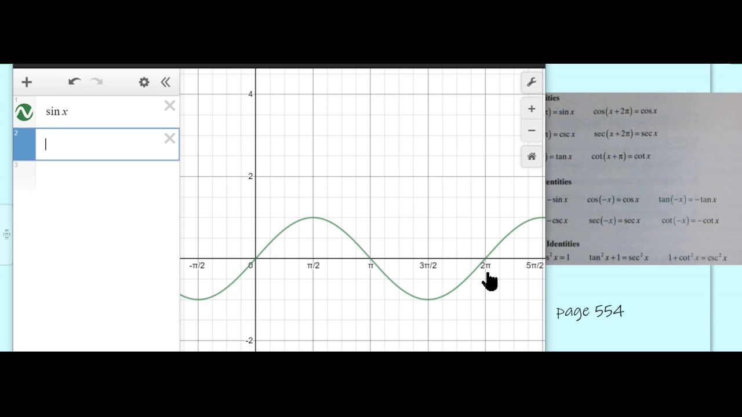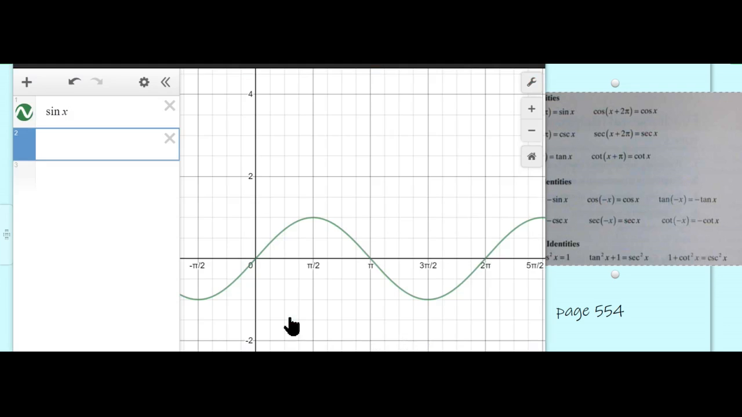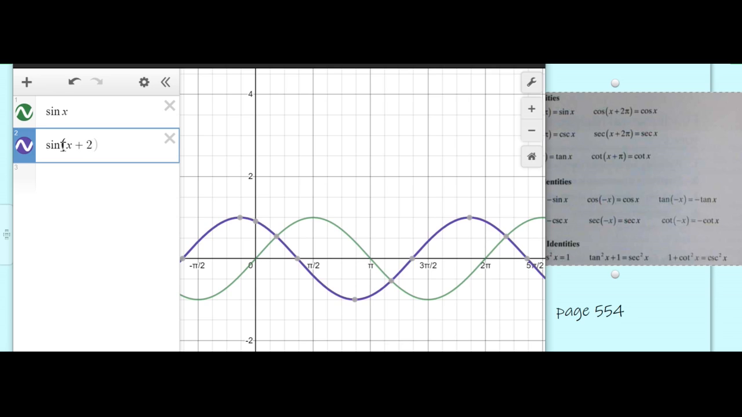Well, what does that mean? It means that at 2 pi, it starts over again with the exact same pattern. So this period identity means that if I also graph sine of x plus 2 pi, then I've just started my graph right here at 2 pi. But it still goes backwards and it still goes forwards. It ends up being the same graph as this. In fact, x plus 4 pi would be the same thing.